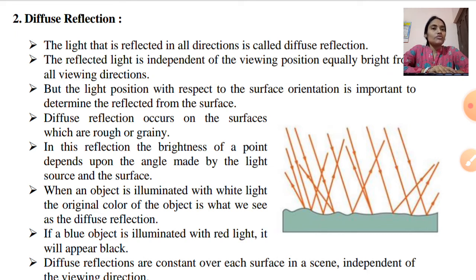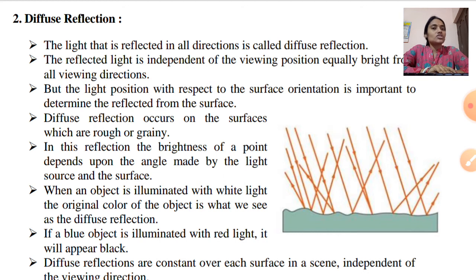If the surface is rough, then some amount of light it will absorb and some amount of light it will reflect. And if the surface is shining, then it will absorb a small amount of light and reflect much more. In this way, diffuse reflection occurs on surfaces which are rough or grainy.